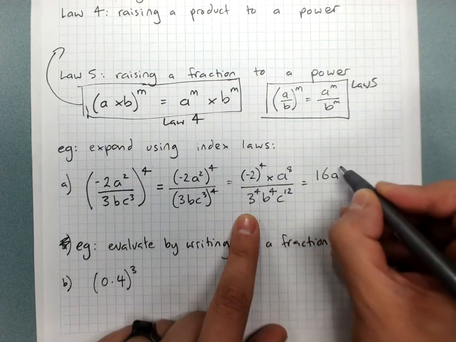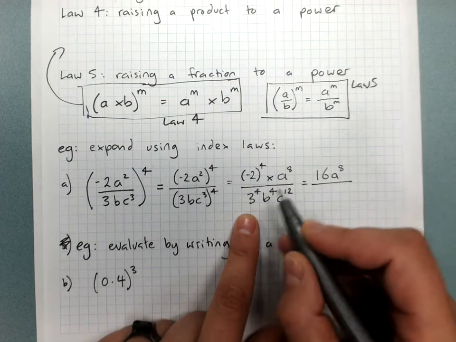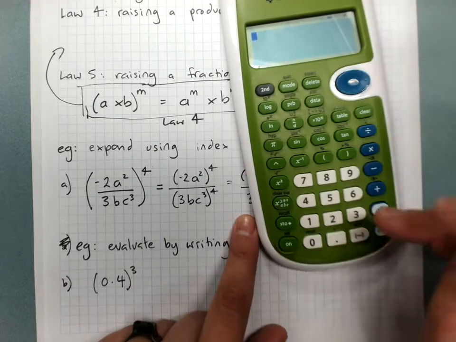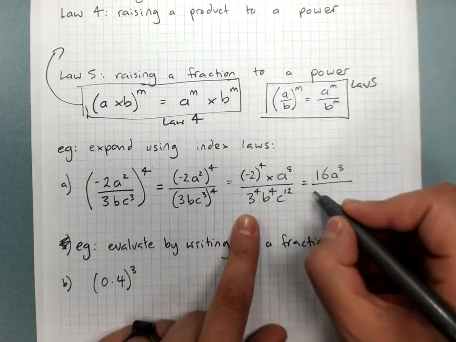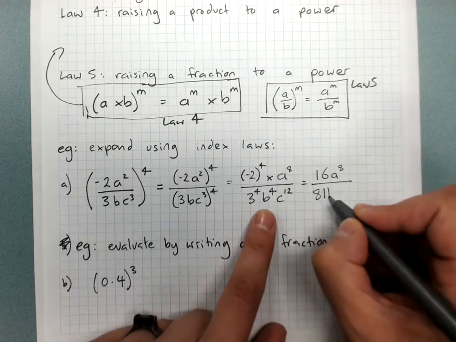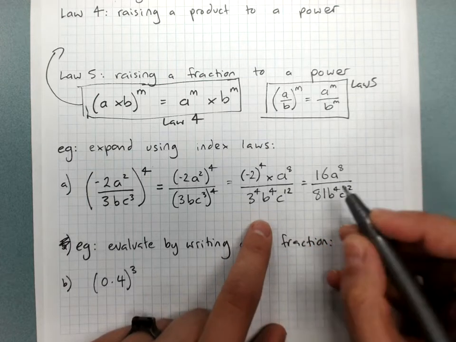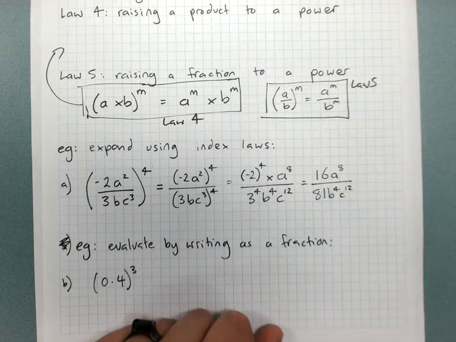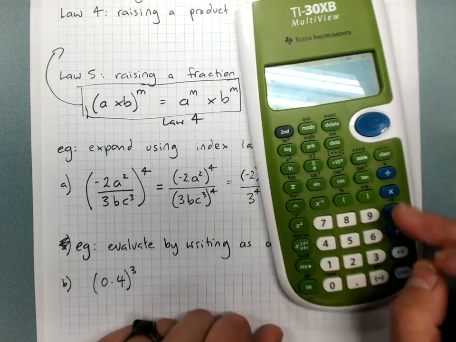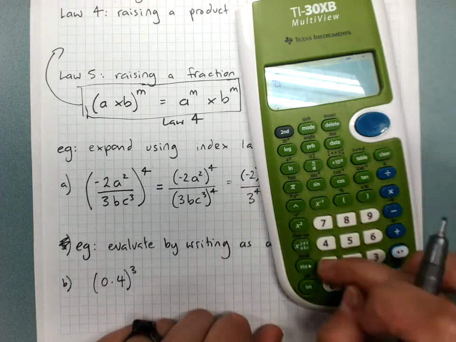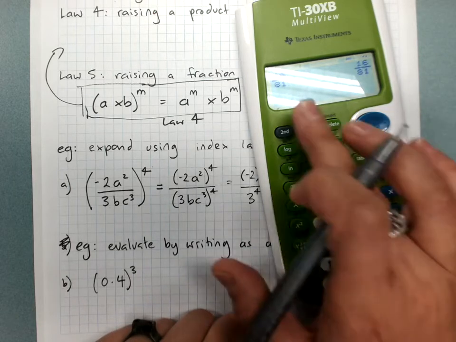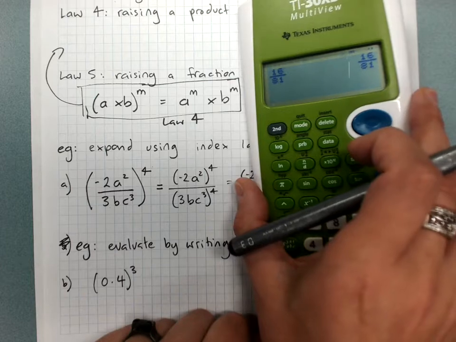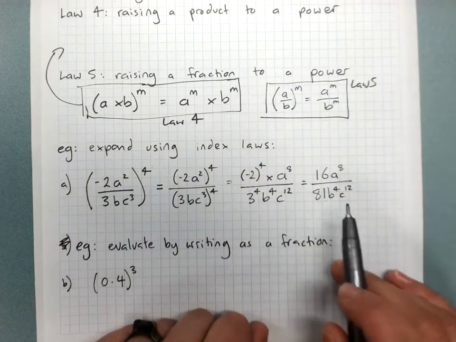I've got 16a to the 8 over 3 to the power 4. Use your calculator if you need to. 81. b to the 4, c to the 12. Check if you can simplify your fraction, which you can't there. Remember, you can always check that. 16 over 81. And if it doesn't simplify, you can't simplify it.